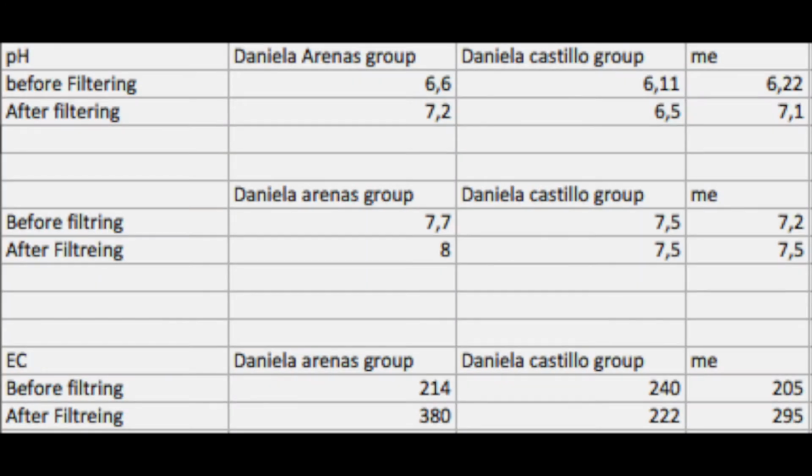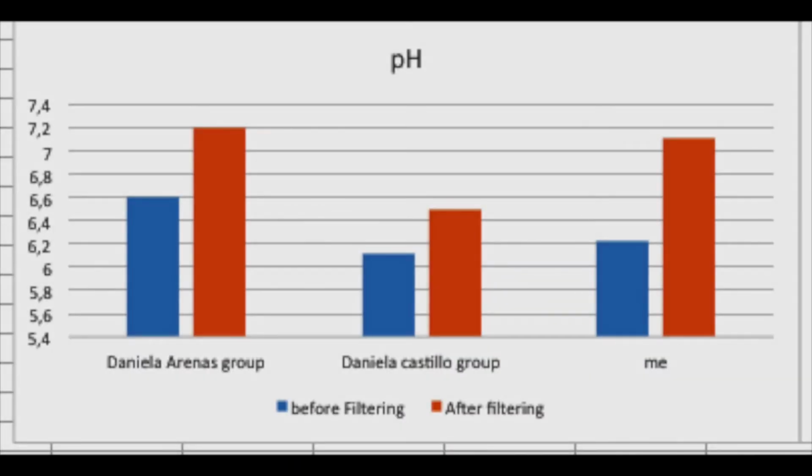When comparing the graphs, we can see that the other groups have different results. In the graph comparing the pH, we can see that Daniela Arenas's group has the highest score and Daniela Castillo's has the lowest score, but it differs very little from mine. This is before filtering, but still Daniela Arenas's group has the highest score. Mine is a little bit lower, but hers is still high. Daniela Castillo's group has the lowest score. We can classify this table as increasing.